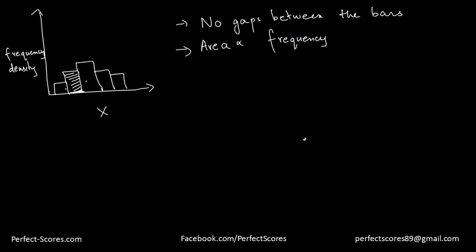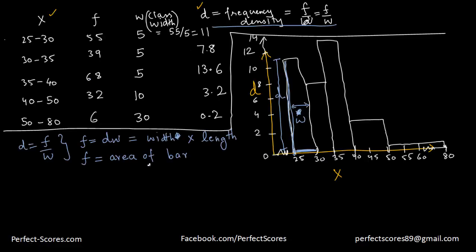This is what I said here, that area is directly proportional to the frequency. This area represents the frequency of this x value, right? That is always continuous because we only draw the histogram for continuous variables, grouped data. So the area of this bar is equal to the frequency.